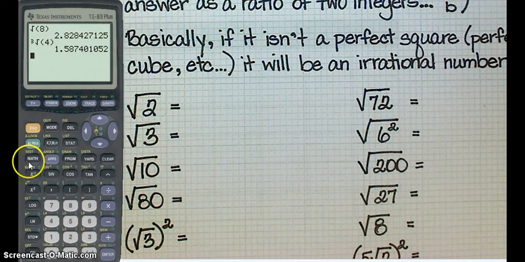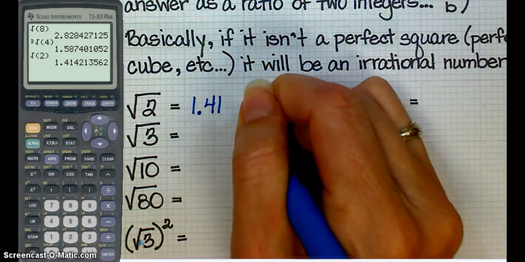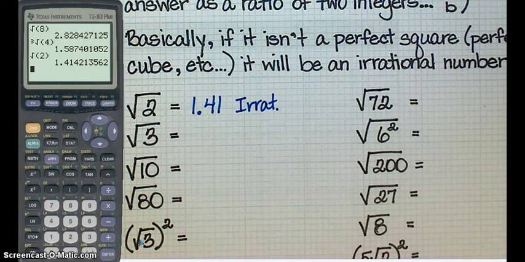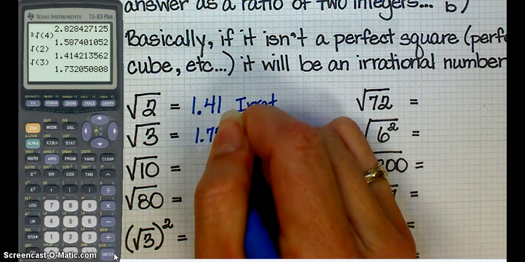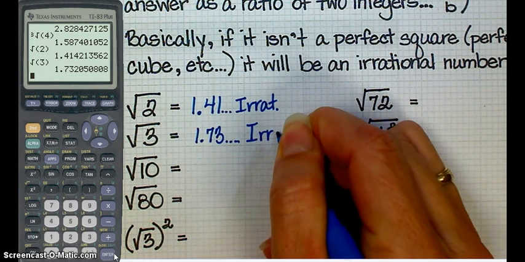The square root of 2 is actually one of the ones that I asked you guys to memorize. The square root of 2 is 1.41, and then it just keeps going. It's irrational. Okay. Square root of 3 is going to be similar. 1.73, and the decimals keep going. It's also irrational. Okay.